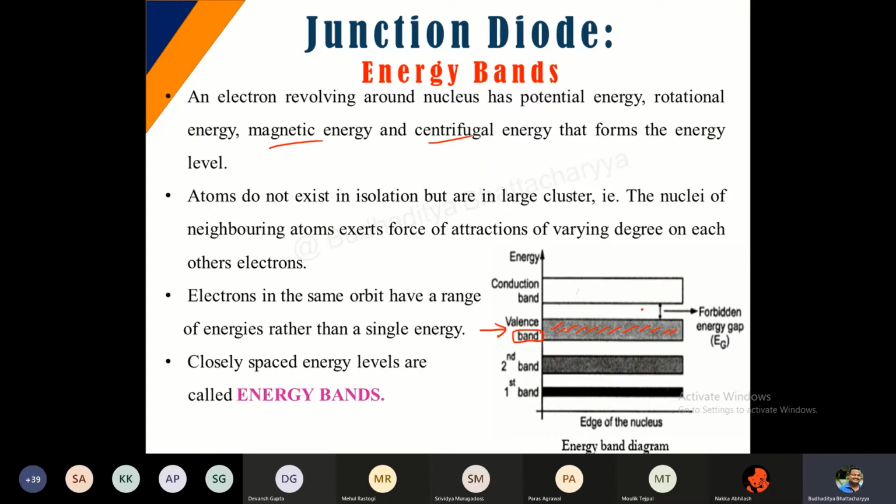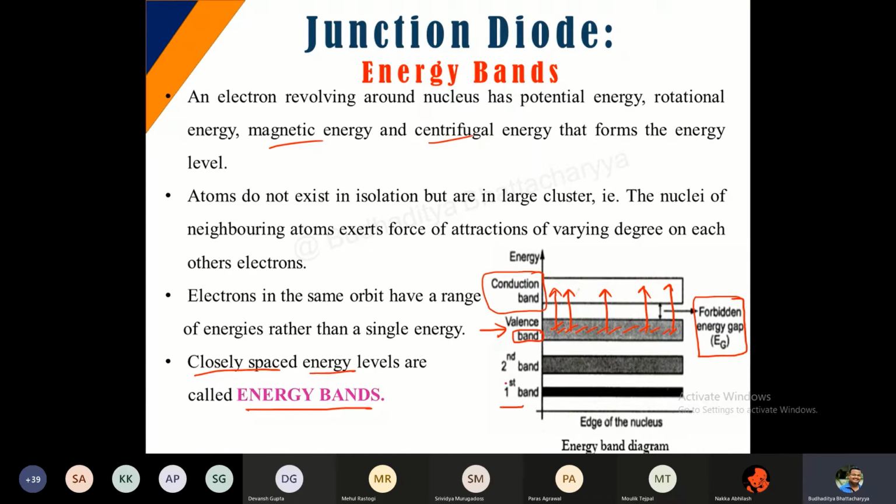Now, if you carefully observe, on the right-hand side there is something called the forbidden energy gap. This forbidden energy gap is the amount of energy that a valence band electron would require in order to jump to the conduction band. You can see the conduction band over here. That is the basic principle on which all semiconductor devices work. These energy bands are formed by closely spaced energy levels. Clear? So, valence band.